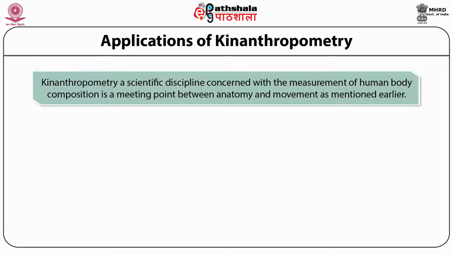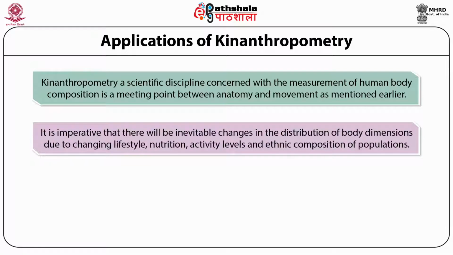Kinanthropometry, a scientific discipline concerned with the measurement of human body composition, is a meeting point between anatomy and movement, as mentioned earlier. Data on a number of human body measurements, drawn directly or determined, are computed to various indices and thus describe physique. It is imperative that there will be inevitable changes in the distribution of body dimensions due to changing lifestyle, nutrition, activity level, and ethnic composition of population. Kinanthropometry plays an important task here by exploiting human body measurements and determining its potential for function and movement in a varied and changed scenario.